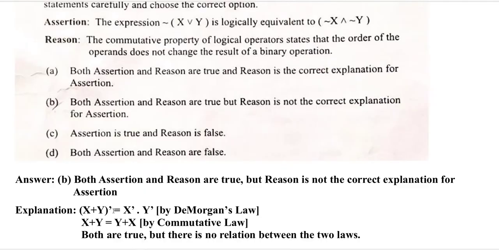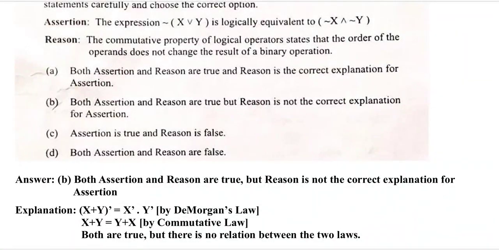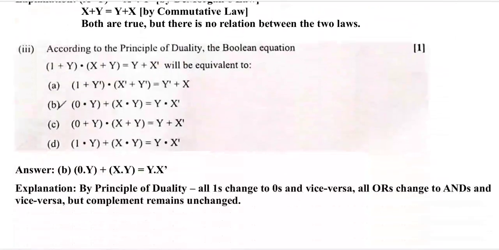X plus y whole bar, by applying De Morgan's law, comes to x bar dot y bar, which is very much valid as per the assertion statement. Now, commutative law states x plus y equals y plus x. Both are true statements as per the laws, but there is no relation between the two laws, that is De Morgan's law and commutative law. Let's move to the next question.